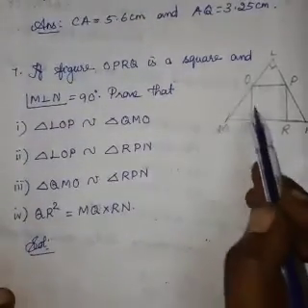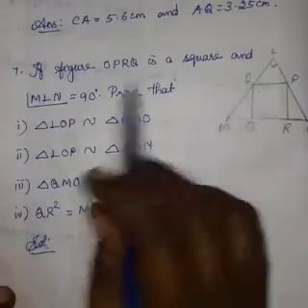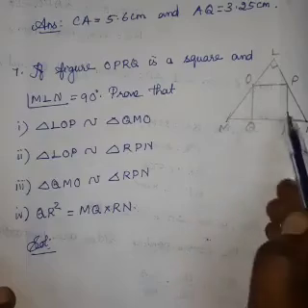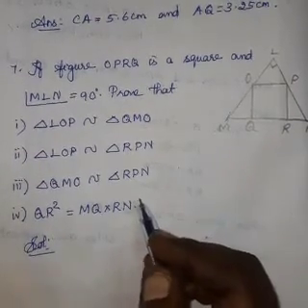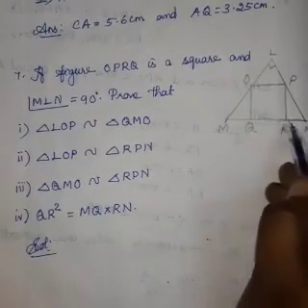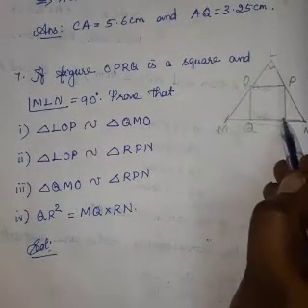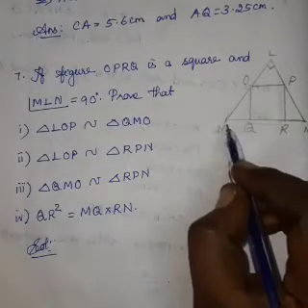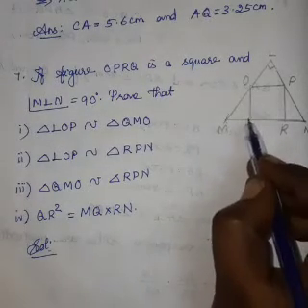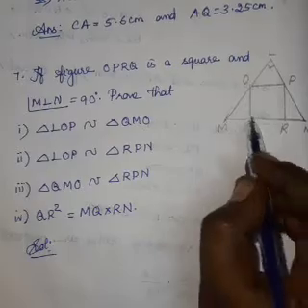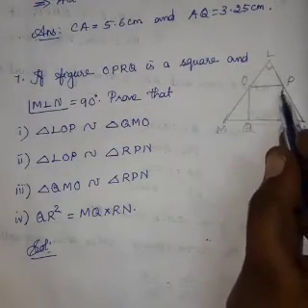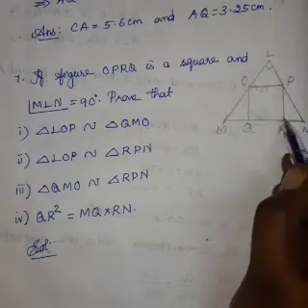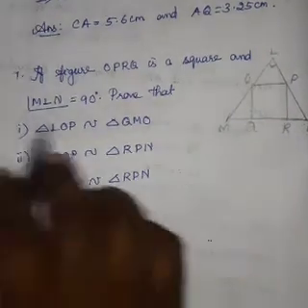Since OPRQ is a square, each angle is 90 degrees, no? Each angle is 90 degrees. So we will write this Q angle and R angle as 90 degrees now. We need those two angles: MQO, this angle outside, and PRN, this angle is also 90 degrees.